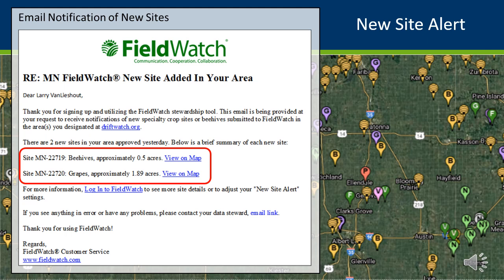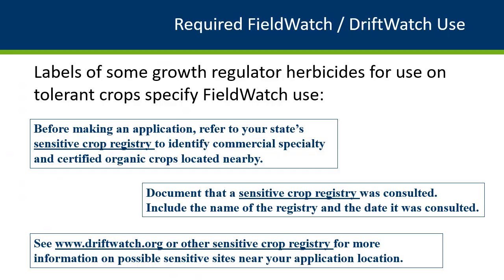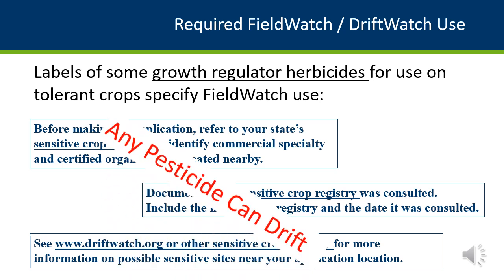New site notices can result in a large number of emails. The other option is to skip notifications and check the map at the time of application. Be aware that labels of some growth regulator herbicides for use on tolerant crops require that a sensitive crop registry, such as FieldWatch, be consulted prior to application. However, remember any pesticide can drift.